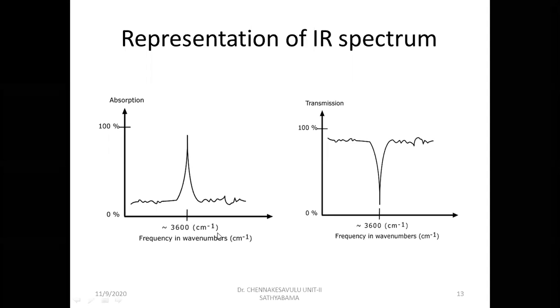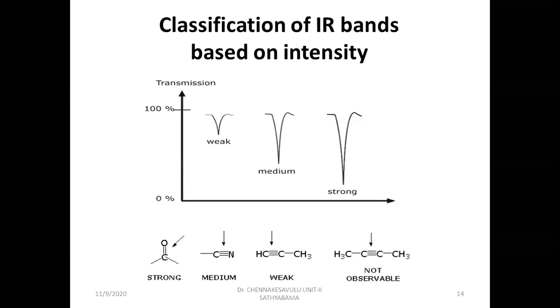Instead of writing energy or wavelength, in IR spectroscopy we will write wave number. We can represent this EMR, electromagnetic radiation, in different ways: in the form of energy, in the form of wavelength, or in the form of wave number also. At present in the IR spectrum, we represent the spectrum with wave number.